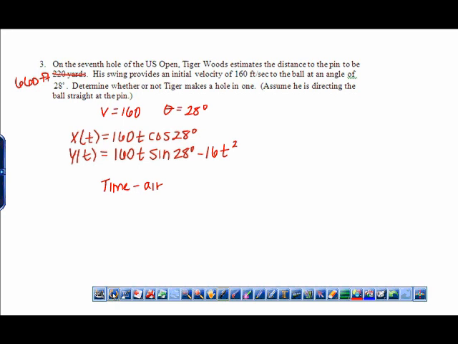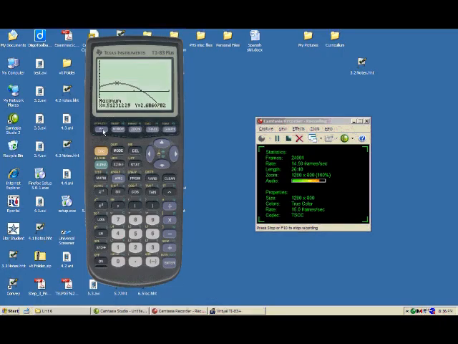So let's think about this. We are going to use the vertical component. We are going to plug in that equation, 160x sine of 28, then minus 16x squared. And again, go to your window. Think about how long this ball could be in the air. It's going to be longer than the arrow, but I'm thinking not longer than 10 seconds. Probably much less than that. The highest the ball is going to go is probably much higher than 10. Let's go ahead and put 100 in.